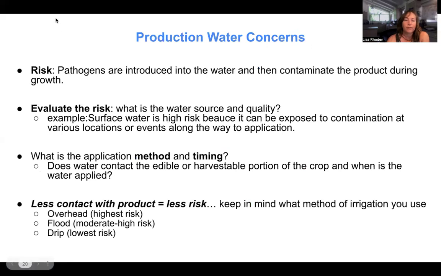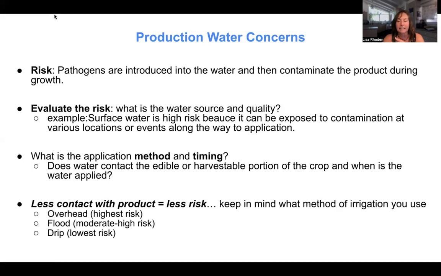So to kind of recap this, we want to talk a little bit about production water or ag water. What are we looking at when we think about the risk? When we sit down with you guys and we talk about your risk assessment, we're really trying to start thinking about, could pathogens be introduced to your water source and potentially contaminate your product? And if so, how does that happen? How could that happen? We're going to evaluate that by looking at the water source and quality.